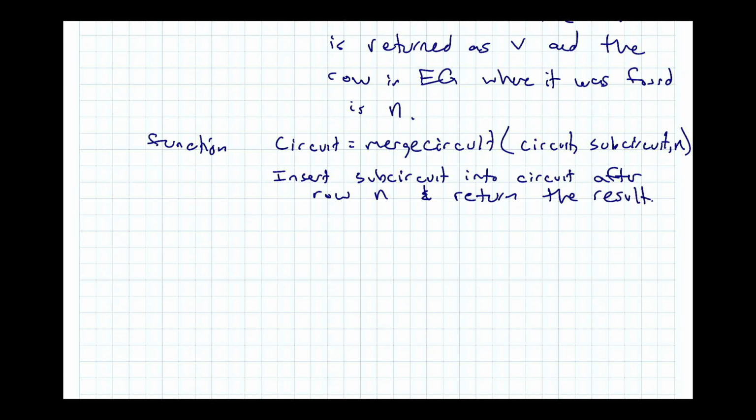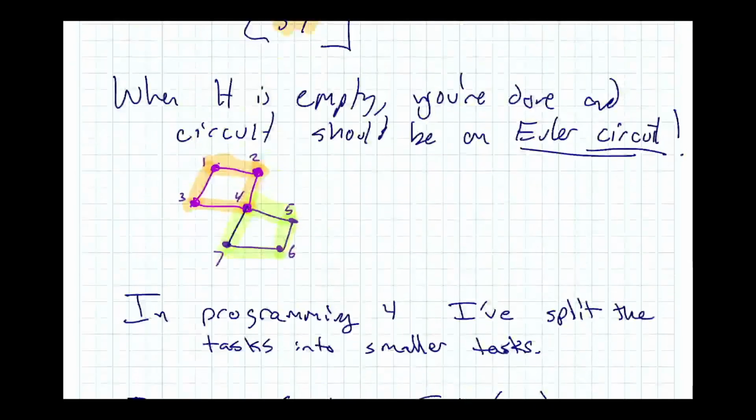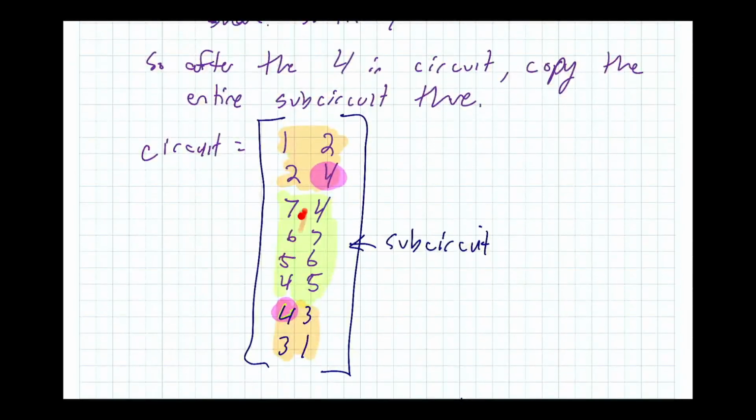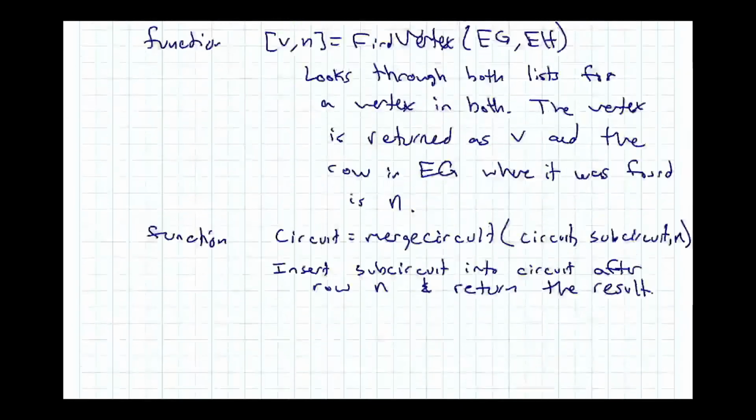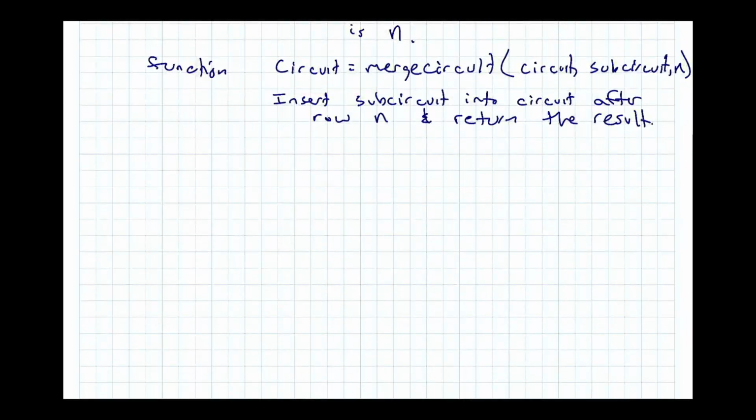And of course, this does this last bit here, right? Subcircuit goes in the middle of circuit, and there's the result. And again, in order to do this, you got to know where to do it. So this was after row 2, but it didn't have to be after row 2. So there's a function for that.